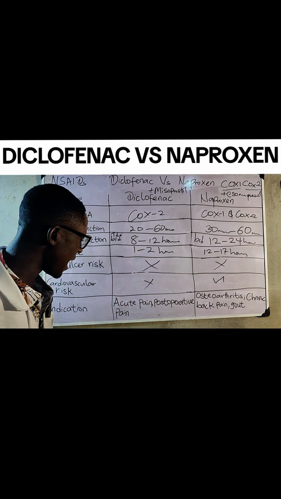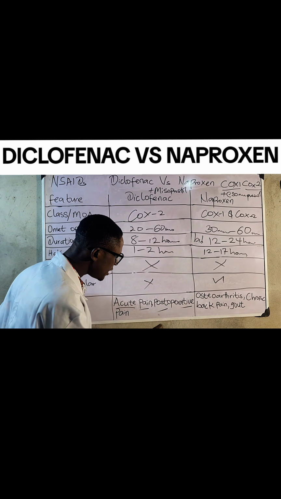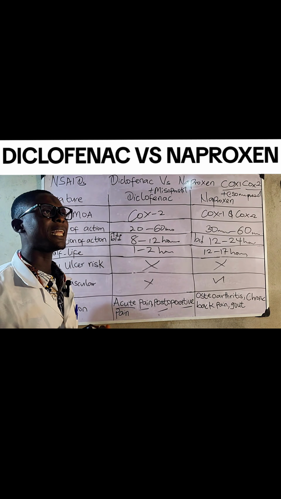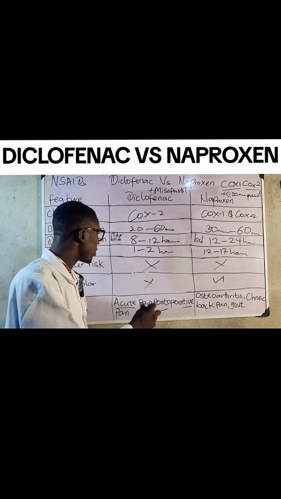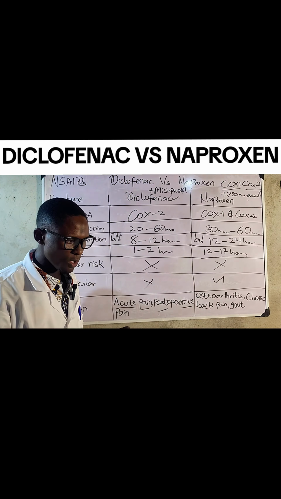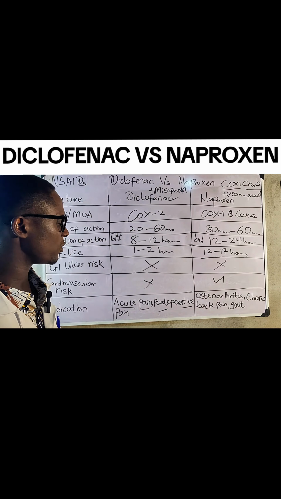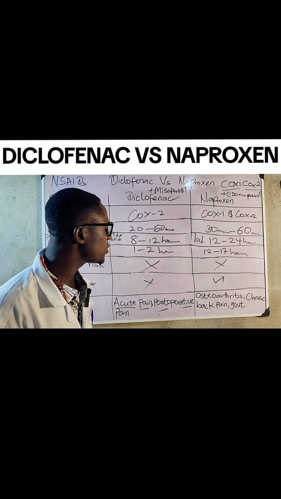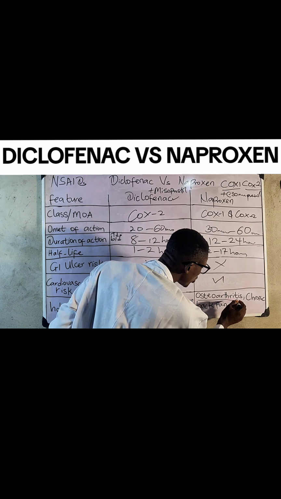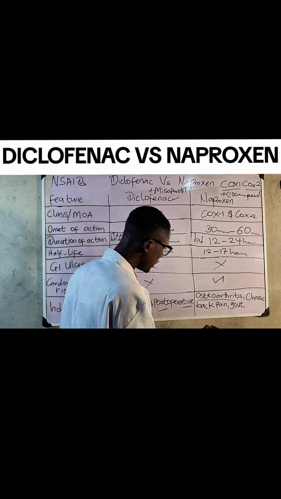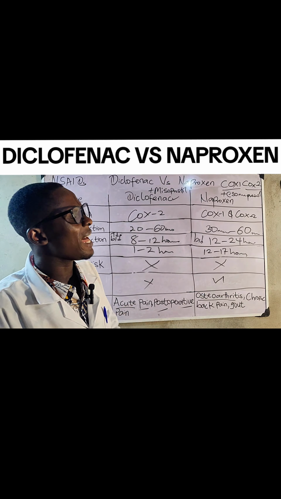So diclofenac, as usual, is good for acute pain, post-operative pain, anything where you need a rapid response concerning pain. Diclofenac is the best option. For instance, someone involved in an accident, diclofenac is also the best option. Now talking about naproxen, it's good for chronic disorders or chronic pain like osteoarthritis, chronic back pain, gout, rheumatoid arthritis, any kind of pain that is going to last long.